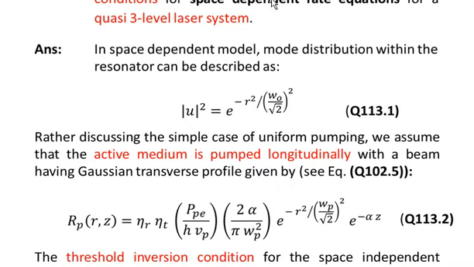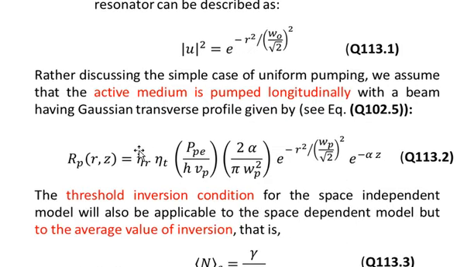The answer is, in the space-dependent model, the mode distribution within the resonator can be described as |u|² = e^(-r²/(w₀²/2)), as shown in equation number 1. Rather than discussing the simple case of uniform pumping, we assume that the active medium is pumped longitudinally with a beam having a Gaussian transverse profile given by equation number 102.5, which is reproduced over here.